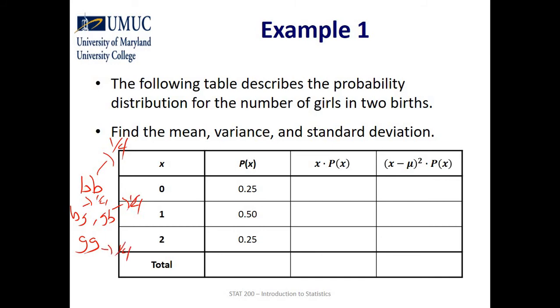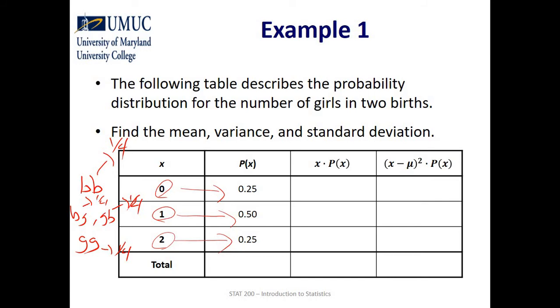Right? So boy, boy has 0 girls, and there's a probability of that of 1/4. Girl, girl has 2 girls. The probability of getting girl, girl is also 1/4. Having 1 girl, there's 2 different ways I can do that, boy, girl, or girl, boy. So if we add up 1/4 and 1/4, we get 0.5.